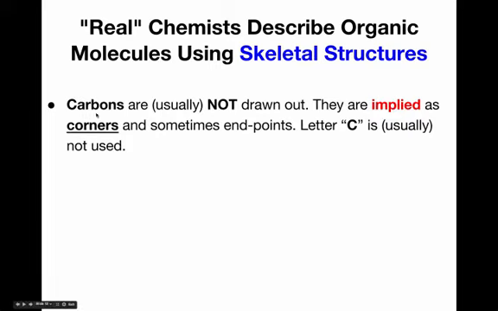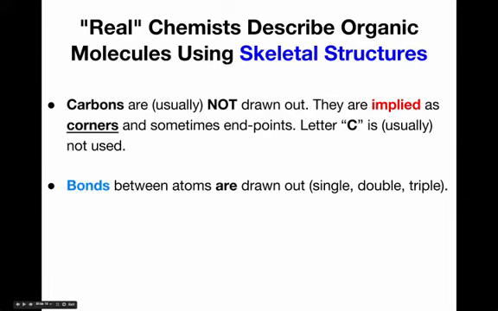So one of the rules is that carbons are usually not drawn out. The letter C is usually not used when you're drawing the organic molecule. The reason is that organic molecules have a lot of carbons, so you can save yourself a lot of time if you just don't write the letter C. The way that you say that there is a carbon in your molecule is you imply them as either the corner or sometimes the end of a line. So usually you don't draw the letter C. I'll try to point out the occasions when you might actually draw the letter C.